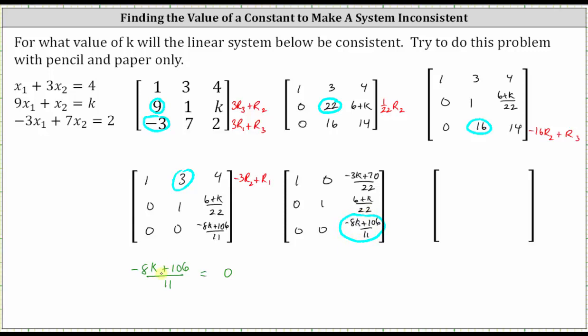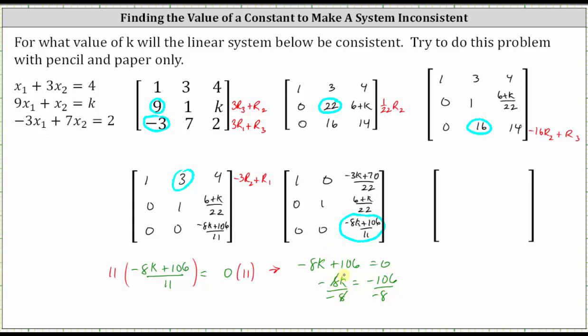If the fraction equals 0, we should recognize the numerator has to be 0, but if we don't, we can clear the fraction by multiplying both sides by 11. But again, notice how on the right side we still have 0. So we have negative 8k plus 106 equals 0. Subtracting 106 on both sides, we have negative 8k equals negative 106. Dividing both sides by negative 8.